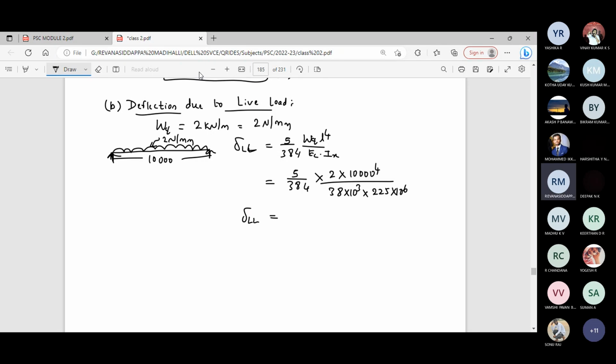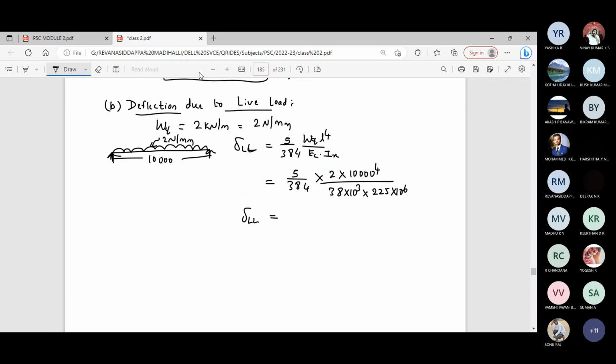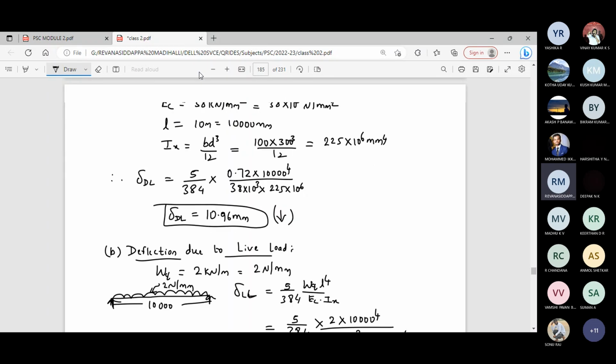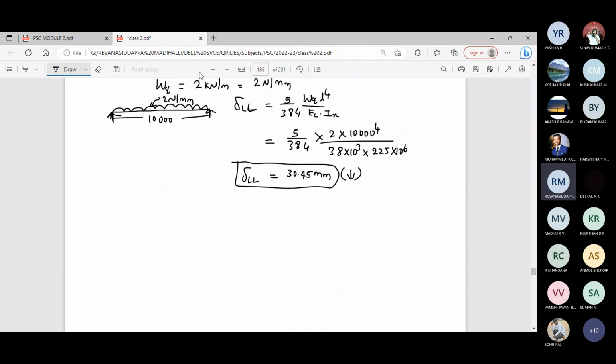Please calculate the answer, deflection due to live load, and check your answer. It is 30.45 millimeter. Again, we got a positive sign which represents the deflection is in downward direction. Okay. Now deflection due to dead load is calculated. Deflection due to live load is calculated.